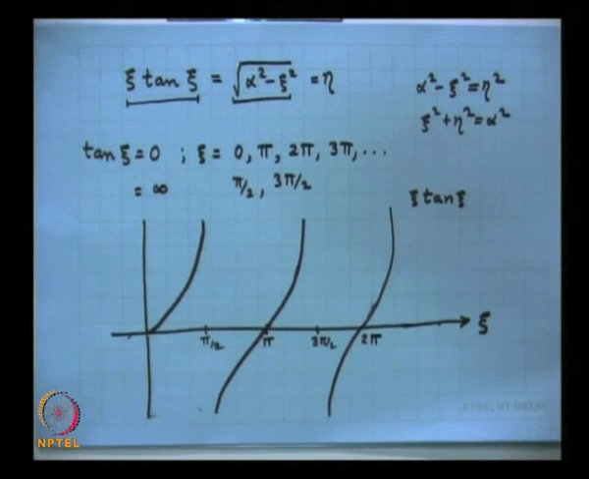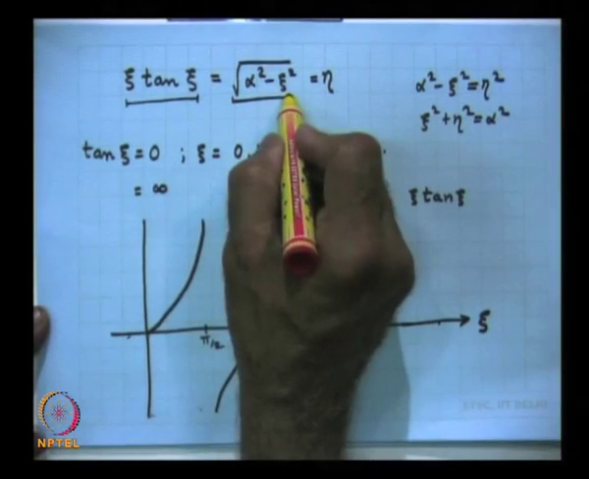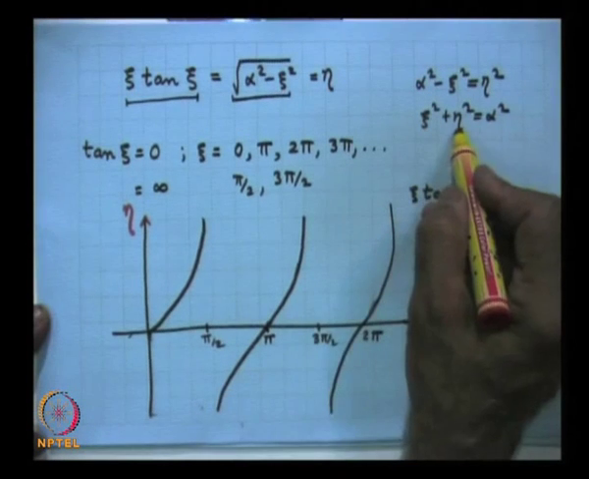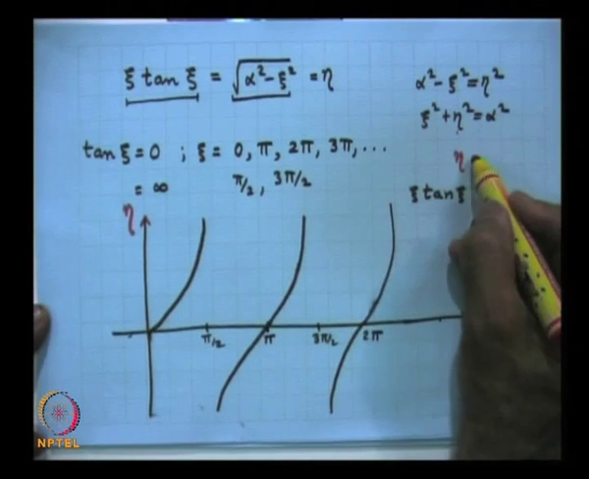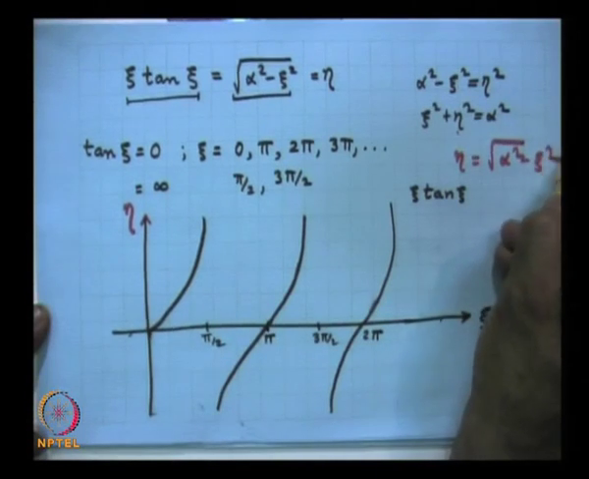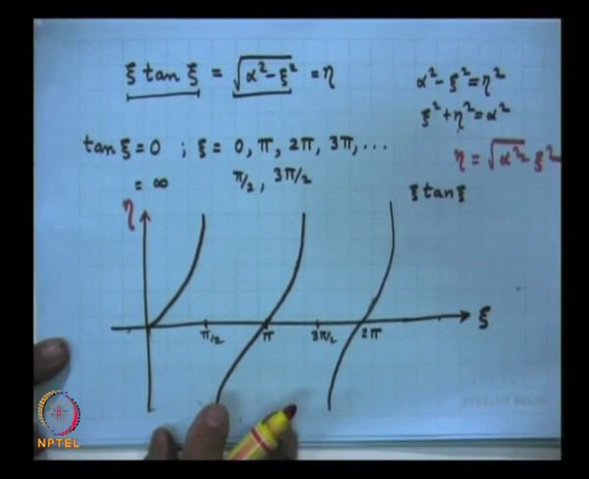Now, this is the left hand side. Let me now plot the right hand side. Right hand side is this, this is the eta axis. So, eta square is equal to alpha square minus xi square, so eta is under root of alpha square minus xi square. So, this is the quadrant of a circle.